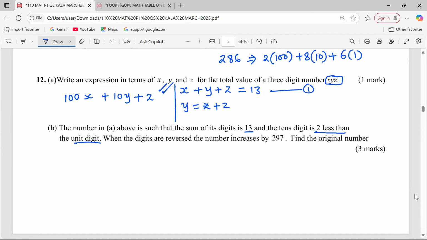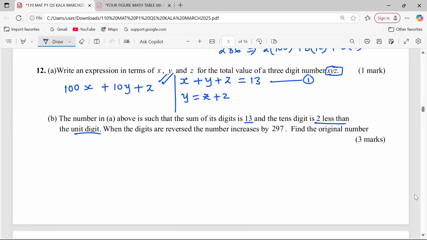The tens digit is 2 less than the ones digit. So the ones digit is greater by 2 than Y. Z is greater by 2 than Y because Y is less by 2. Y is less by 2 than Z. So Z is greater by 2. Yeah, that is it. So that's another equation.